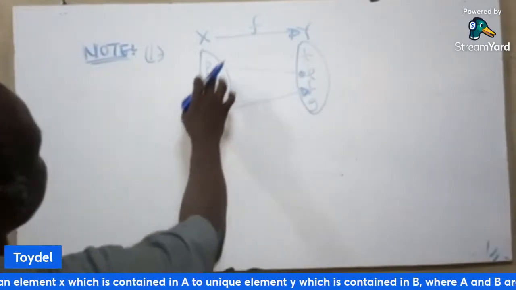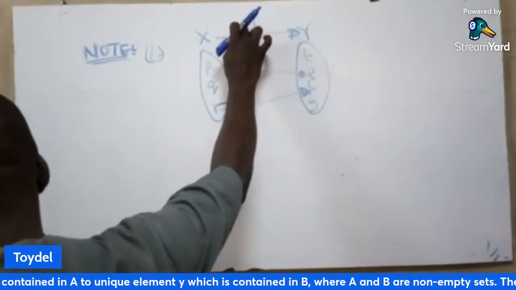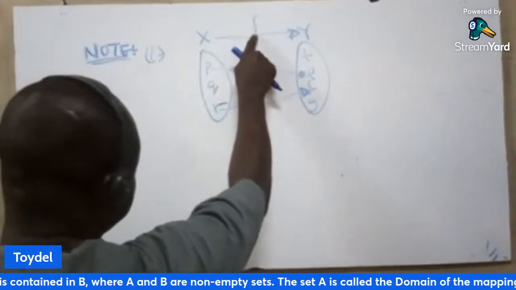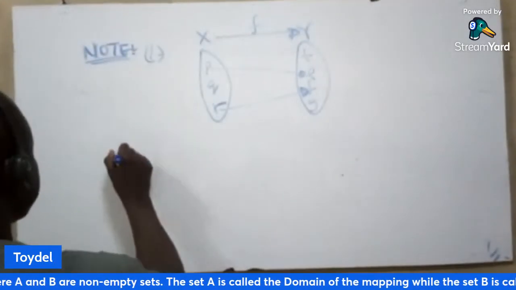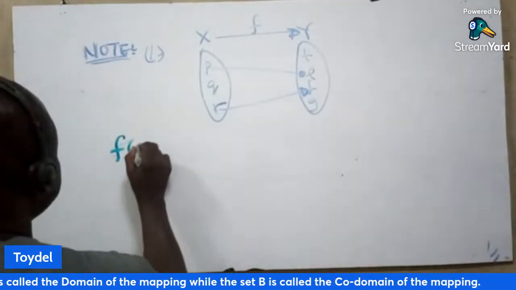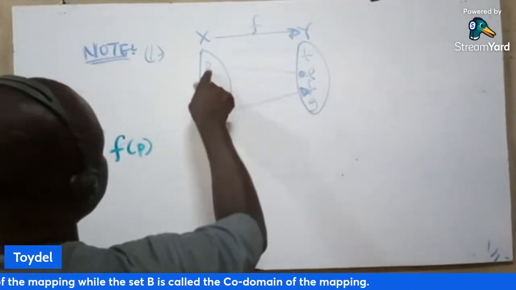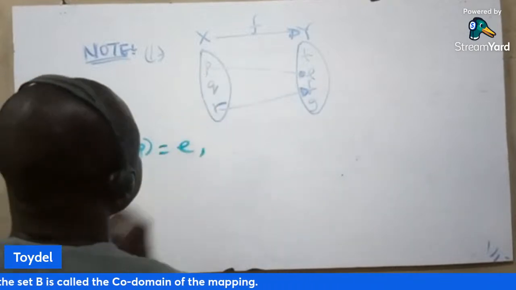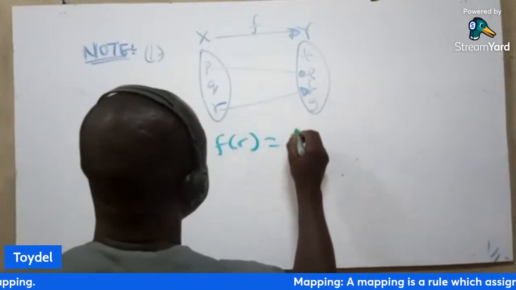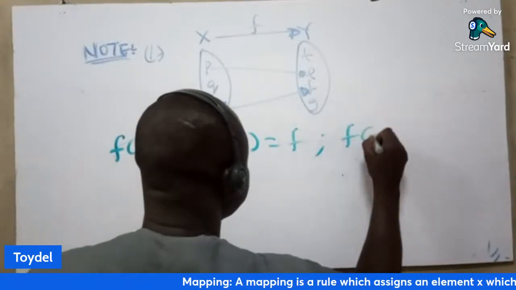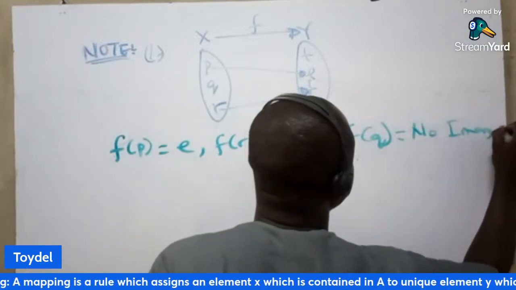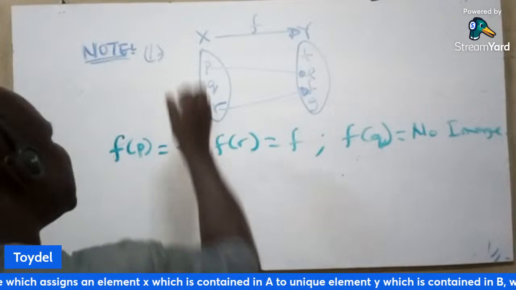So in this case now, the relation f is not a mapping, because when we say f of p, that is, if this relation operates on p, the image is e. If you say f of r, if you operate on r, the image is f. But f of q has no image. This f of q does not have any image here. So this is not a mapping.